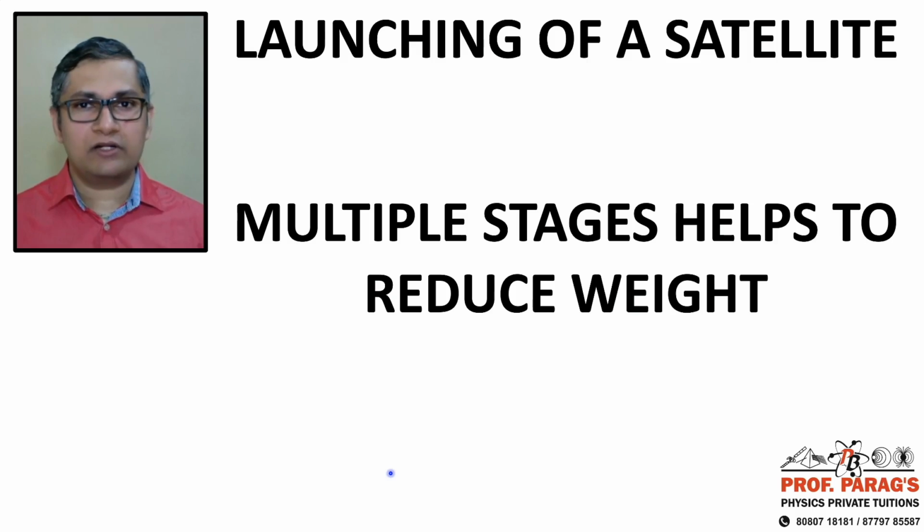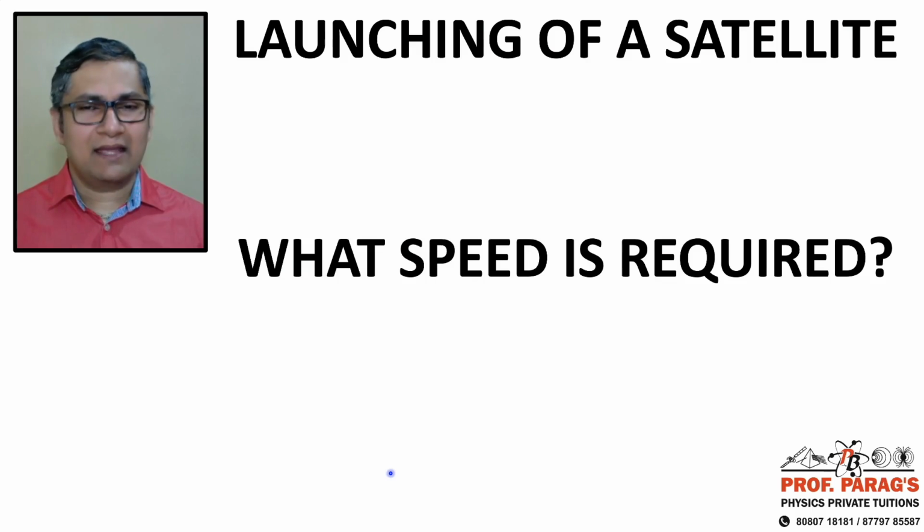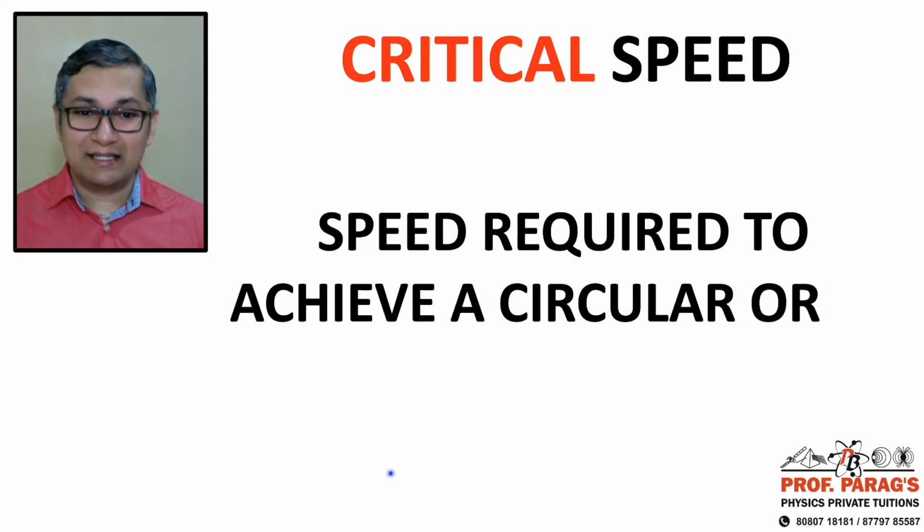Now a very important question that arises here is, what is the speed? Can the satellite just go at any speed if it just wants to start revolving around Earth, in a circular or an elliptical orbit? What should be its speed? That speed is called the critical speed. Whenever the word critical is used in physics, at least 3 places in the entire subject, critical speed in this chapter basically means that speed which is needed to achieve a circular orbit.